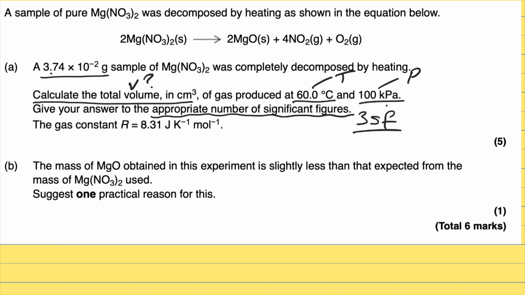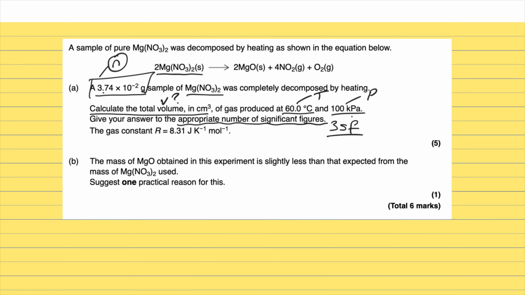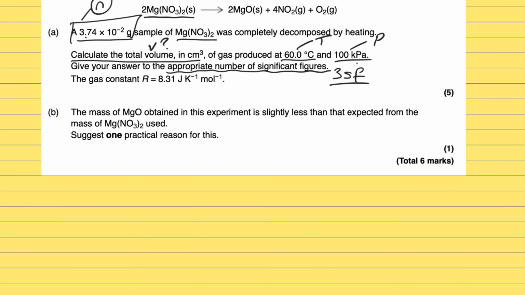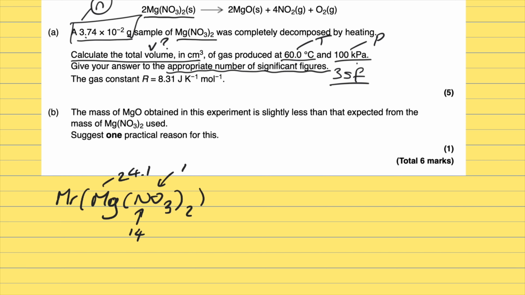Okay, so we know the mass. So that means if we know the mass and we know the formula, we therefore know the moles. So we're going to know the moles of this, which is MgNO3. Okay, so our first job is to work out the MR of MgNO3. So we go to our trusty friend, the periodic table. We find that Mg has an atomic mass of 24.1, nitrogen is 14, oxygen is 16.